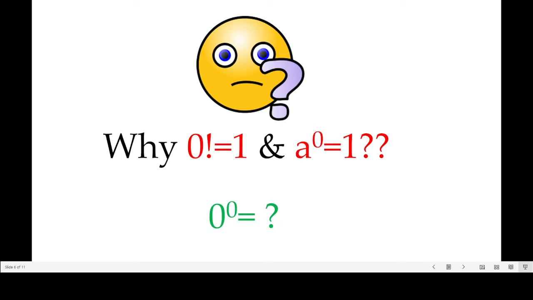Have you ever thought about 0 factorial, or any number to the power 0, or 0 to the power 0? Can you prove the value of these or not? Let's see together. So let's start with 0 factorial. Can you imagine what 0 factorial is?